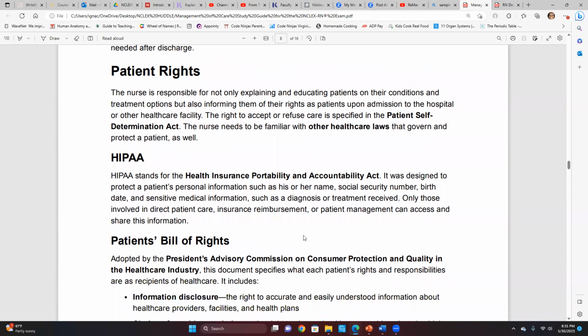Patients' rights. We know that patients have rights. They have the Bill of Rights. We want to protect the patient's health care information.